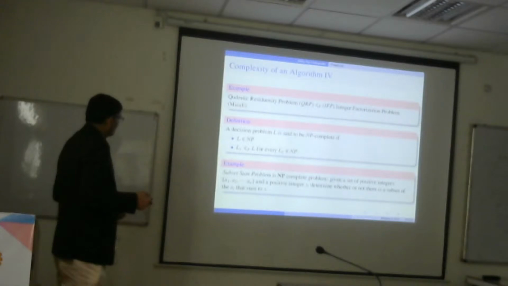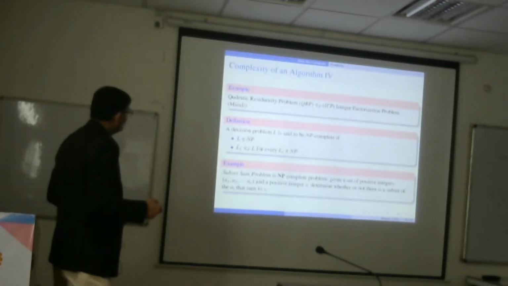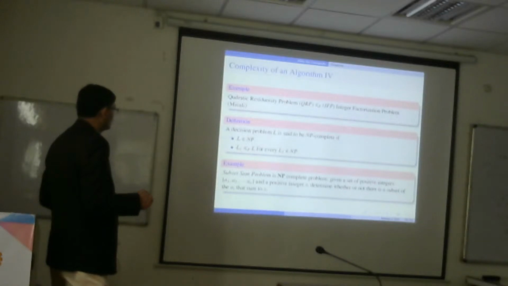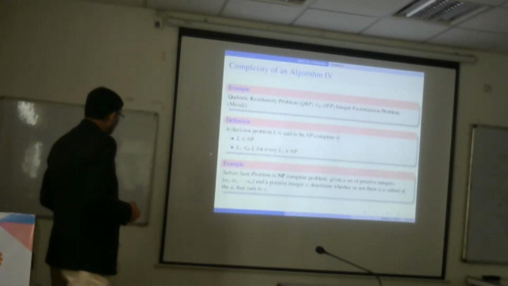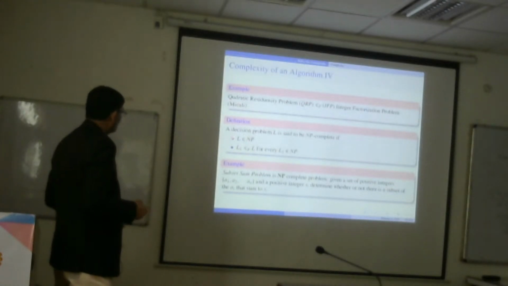For example, the integer factorization problem and the quadratic residue problem. I will explain in a subsequent slide. This is a relation: if we can solve the integer factorization problem, then we can also solve the quadratic residue problem. Now we are coming to the NP problem, the NP-complete problem.